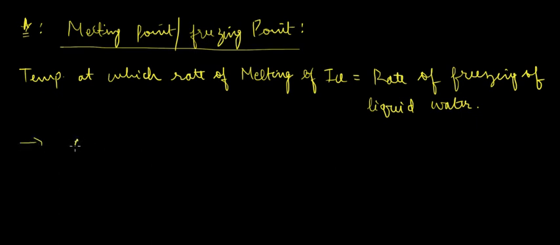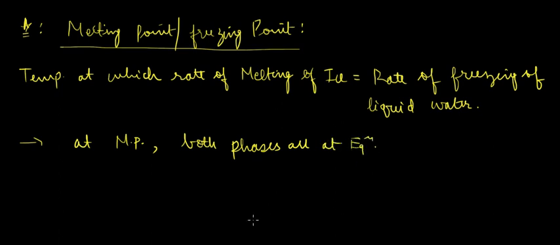And we can say that at melting point both phases are at equilibrium, means the liquid water phase and the solid phase, both phases are at equilibrium. And the next point is, when pressure increases in phase equilibrium, the equilibrium shifts towards less specific volume.